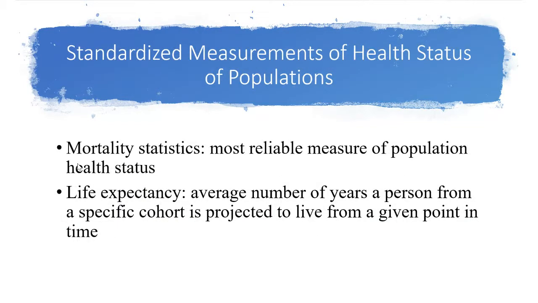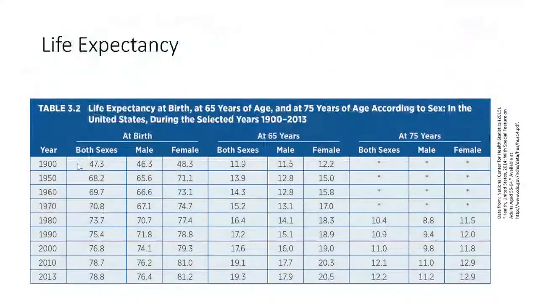We have mortality statistics, which is really one of the most reliable measures of population health status. So how many people are dying? What's the mortality rate? And life expectancy is the average number of years a person from a specific cohort is projected to live. So in this table, if you look at this left side, at birth, this is telling us what the life expectancy is. So in other words, what is the average that people live for?